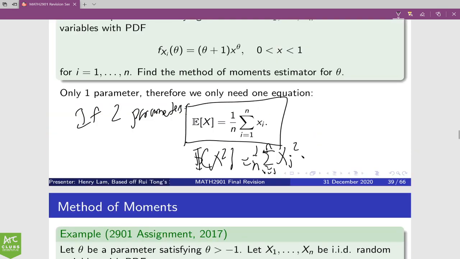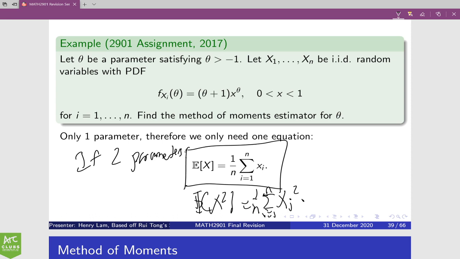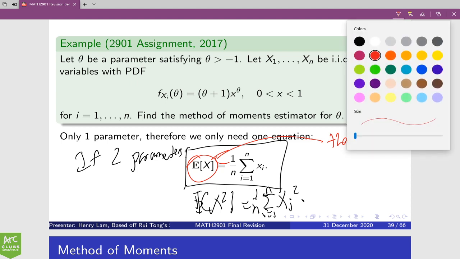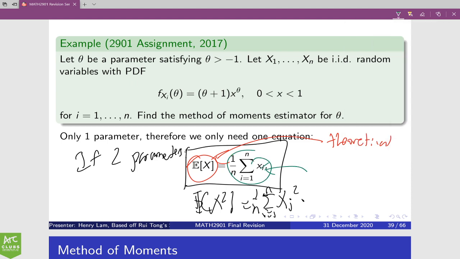So to do this, well, this side is easy to find because it's literally just the values you found. You just need to figure out what the theoretical mean is. So theoretical versus estimated.